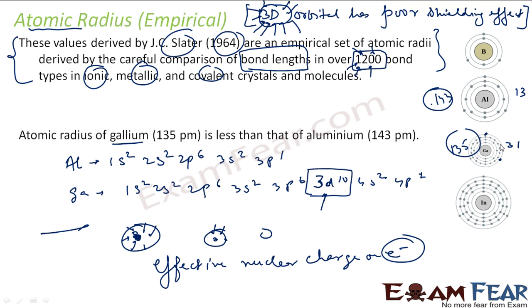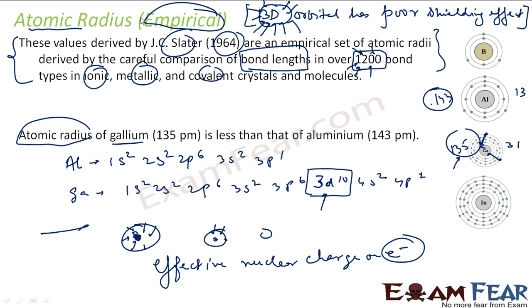So because of the poor shielding effect of 3d, the new electrons here experience more nuclear charge and want to come closer to the nucleus. The effective nuclear charge is more on these electrons, and thus it shrinks, the size decreases, and thus we have the size of gallium less than aluminium. This is the atomic radius I'm talking about, the empirical atomic radius.